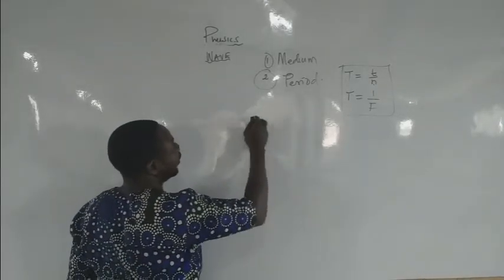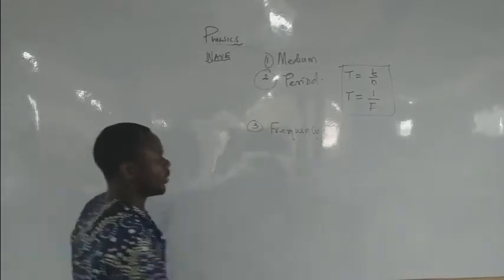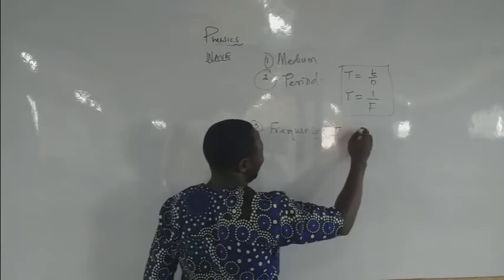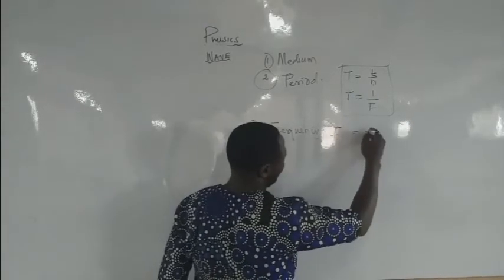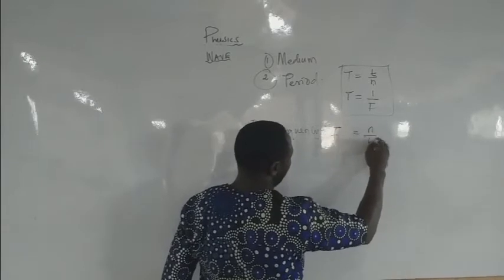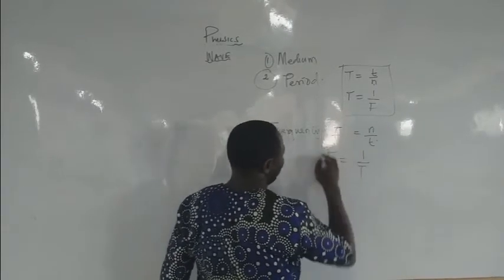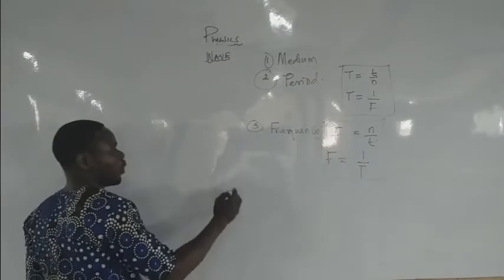Number three, frequency. What's frequency? This is the number of waves produced per second. So it is N over T. Can also be 1 over T. These are the major formulas to calculate the period and the frequency.